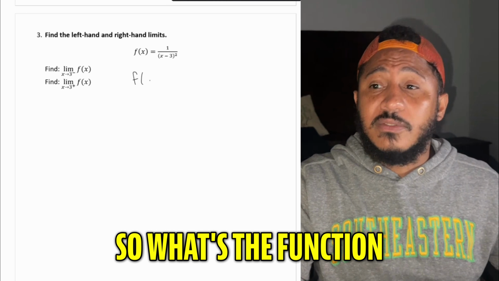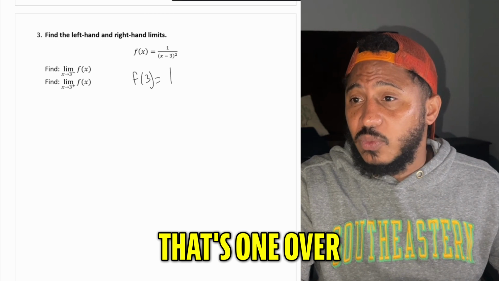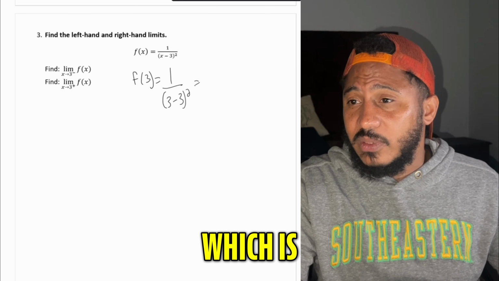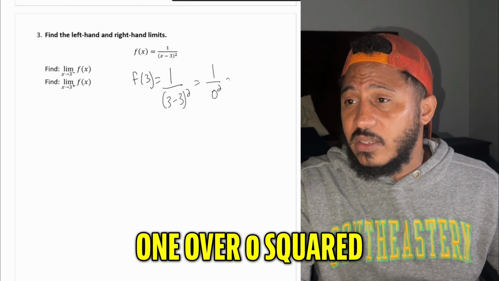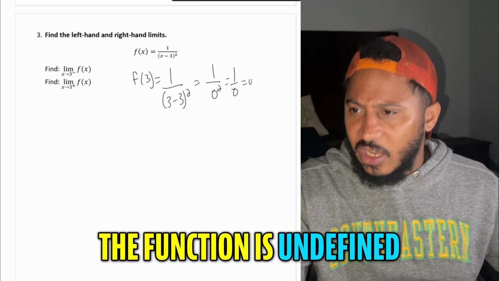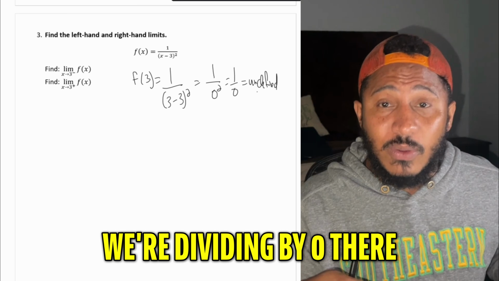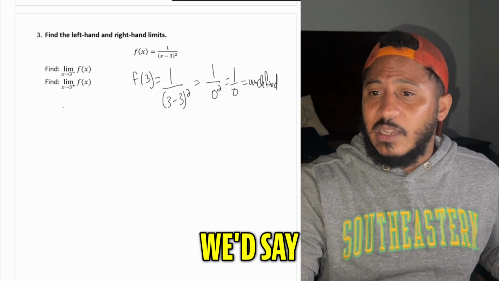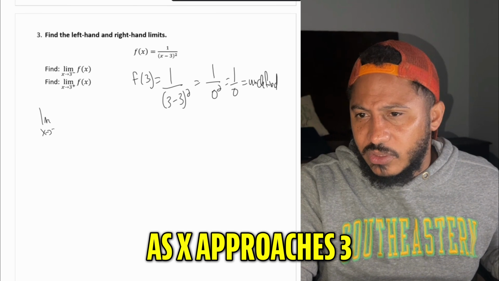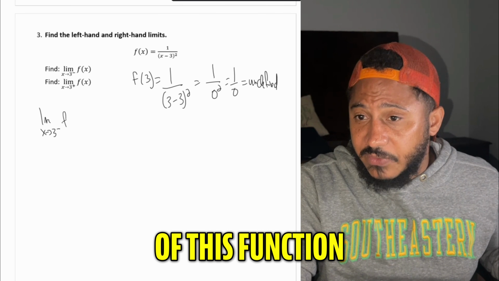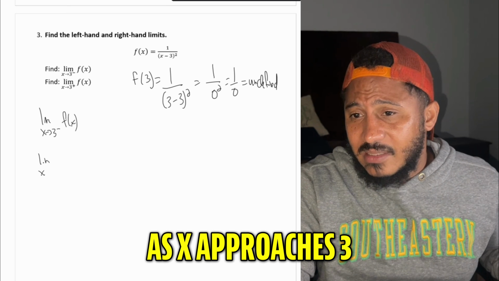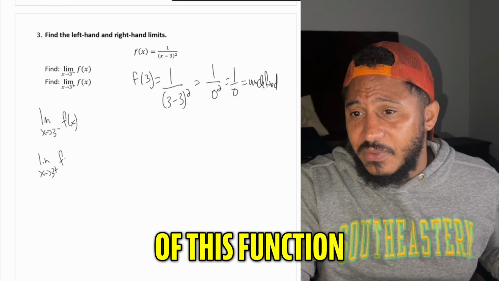Well, let's try it. First, let's try plugging in 3, just like we did the last one. What's f of 3? Well, that's 1 over 3 minus 3 squared, which is 1 over 0 squared, so 1 over 0. The function is undefined at 3. Again, we're dividing by 0 there. It gives us an issue. So what's the limit as x approaches 3 from the left of this function, and what about the limit as x approaches 3 from the right?